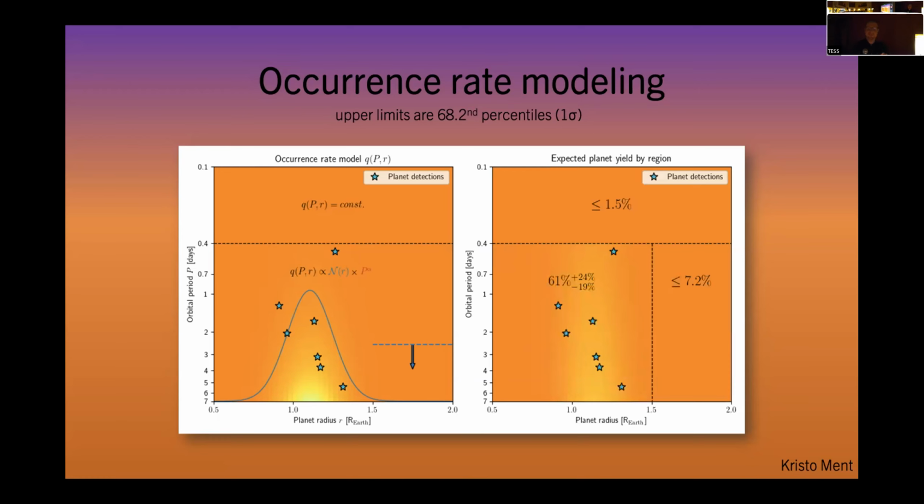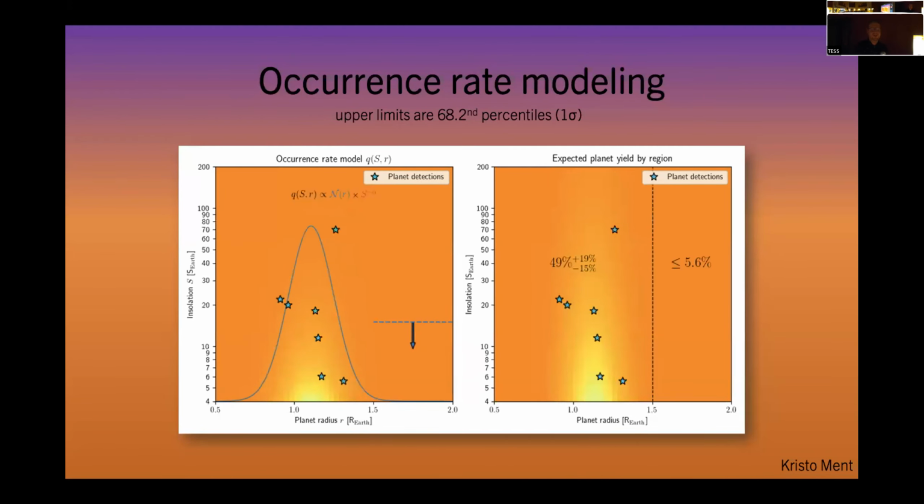When you sum up the entire expected underlying planet occurrence, I find that roughly 61% of dwarfs have planets with periods below 7 days. And I can also place a constraint on the occurrence of larger planets, which is much, much lower, at 7.2. And then I repeat this for insolation.